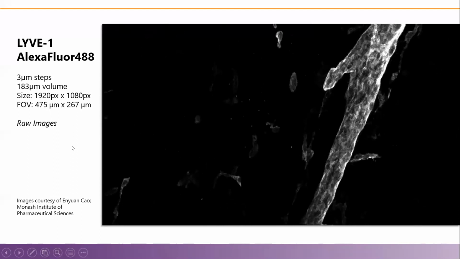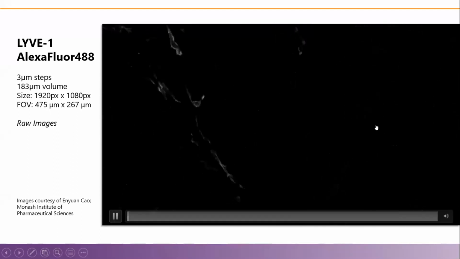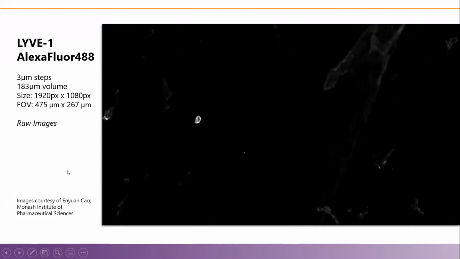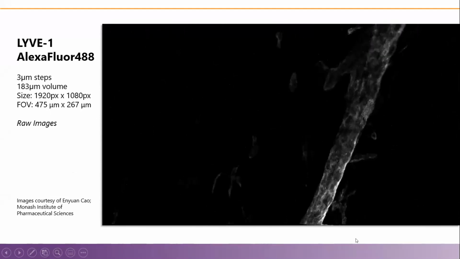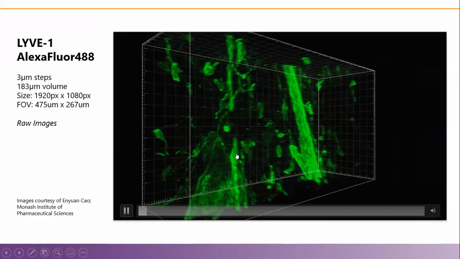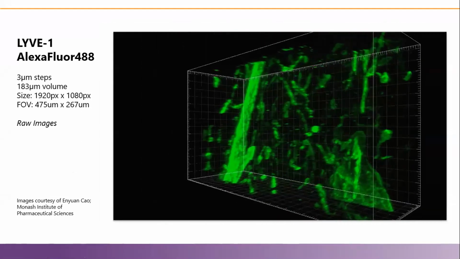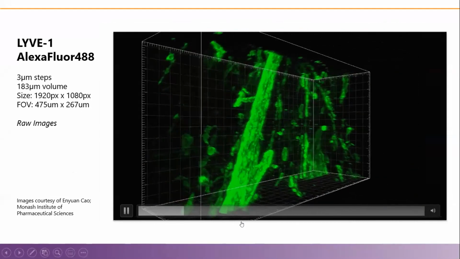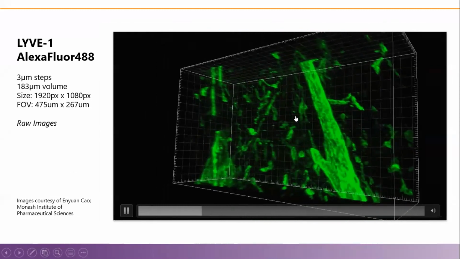You can also do optical sectioning. So here, this is an example of optical sectioning. So lymphatic vessels were stained with the fluorophore tagged antibody. And once you have taken that optical sectioning, you can take it to software like IMARIS or ImageJ, or if you have any other in-house software for viewing the optical sections. And you can see the nice architecture of the tissue as well as the organization of the lymphatic vessel.